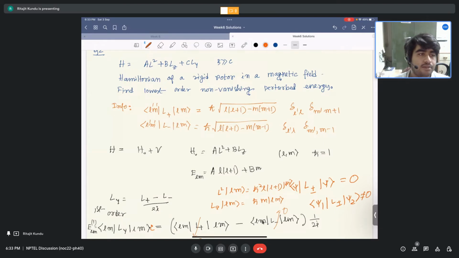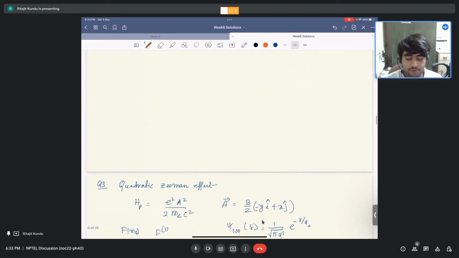Is this okay? Mostly these are algebra, but the philosophy of this calculation, do you get the point which I am trying to make? We have to do order by order. Because our first order was 0, we have to go on and calculate the second order. This is the main idea which we mainly use when doing perturbation calculations. Any questions? If not, then let's move on to the next problem.